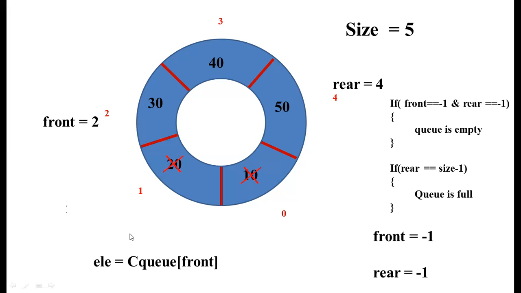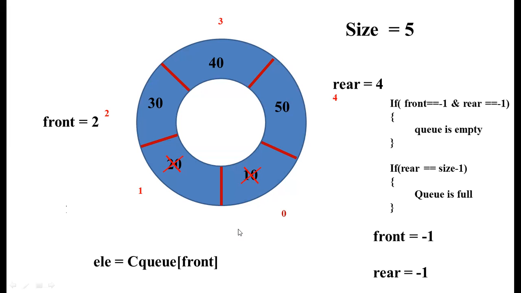I need to insert an element into the queue. So when I want to insert an element into the queue, what will happen? How can we insert one more element? In the previous case, we did rear plus plus, but now if I do rear plus plus, the rear value will become 5. But there is no index value 5. The index values are 0, 1, 2, 3, and 4. So there is no 5.